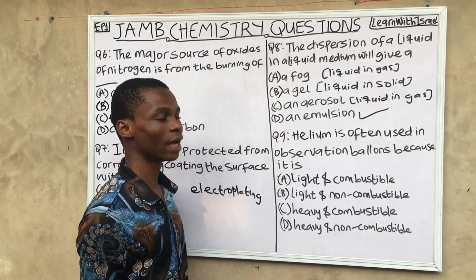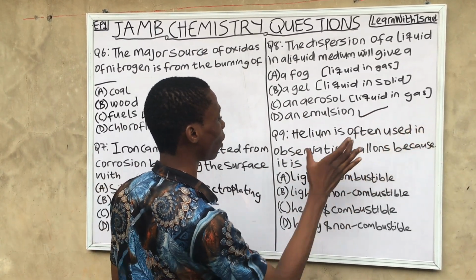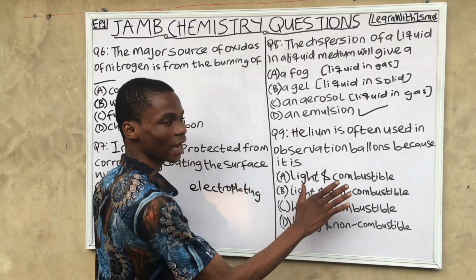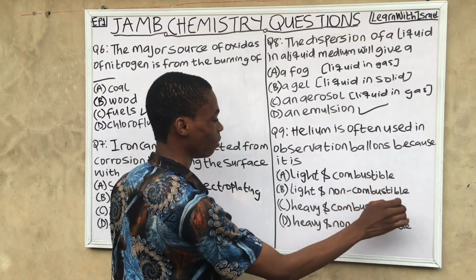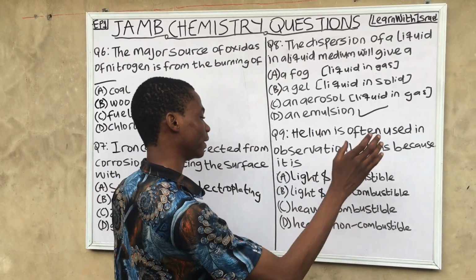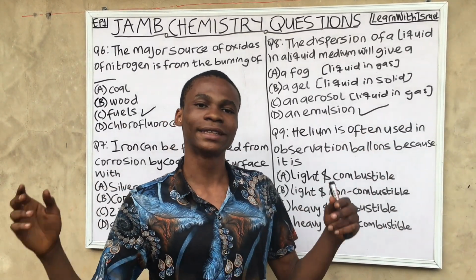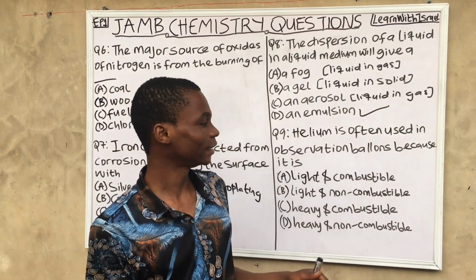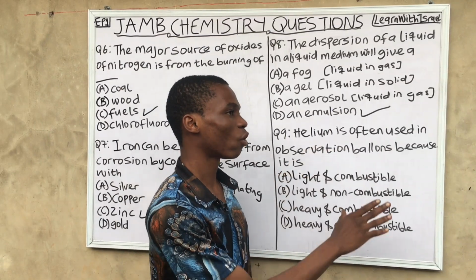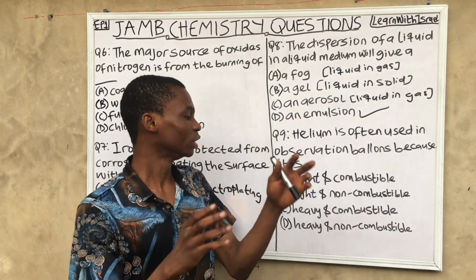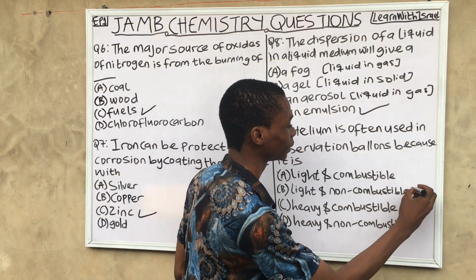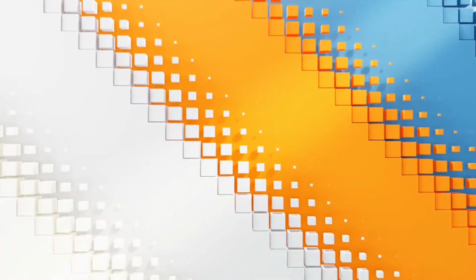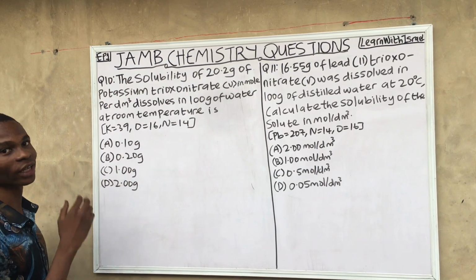Let's move to question 9. Helium is often used in observation balloons because it is A. light and combustible, B. light and non-combustible, C. heavy and combustible, D. heavy and non-combustible. So helium is very light and unreactive. So light is the correct answer, and non-combustible also means unreactive, which makes option B the correct answer. So let's move to question 10.